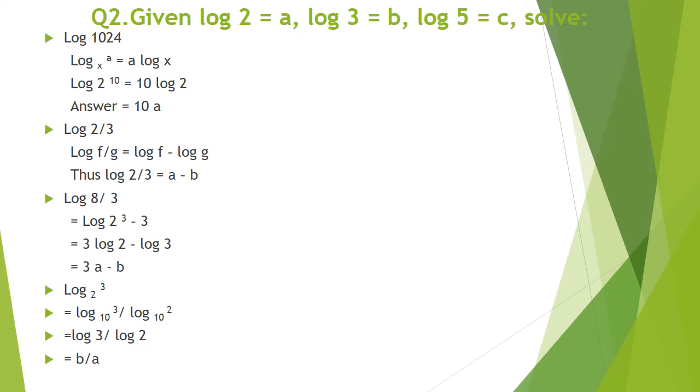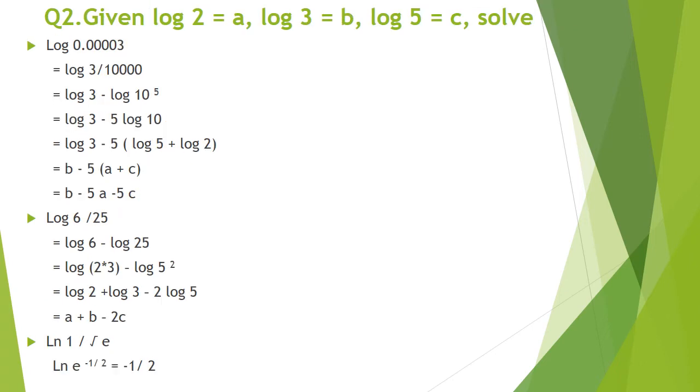Next, log 2 raised to power 3 gives you 3 log 2. So solve it further. Log 3 over log 2 can also be written as log 3 over 2, and we know that log has a base of 10. So log 3 over log 2 will give you B.